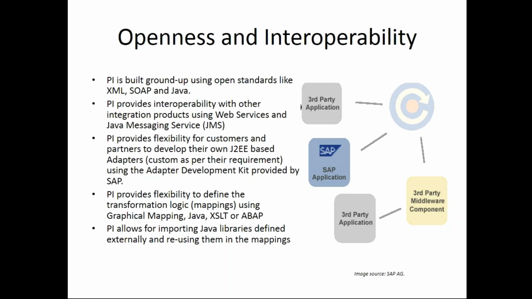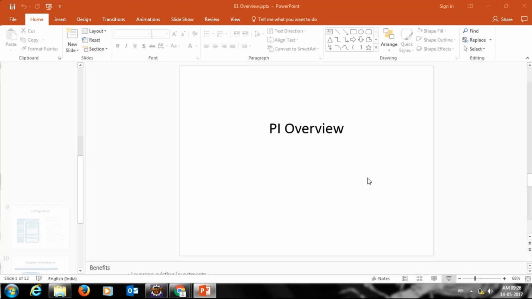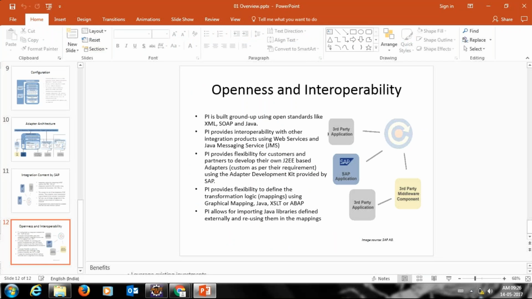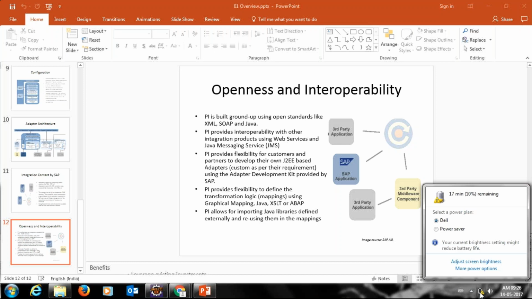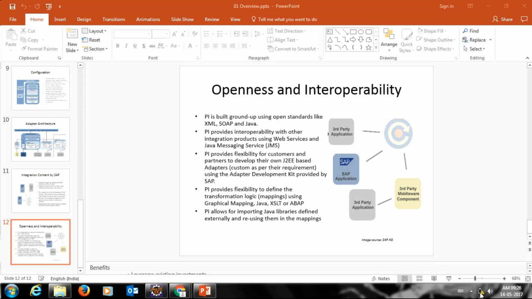Now, SAP PI is built ground up using open standards like XML, SOAP, and Java. Okay. PI provides interoperability with other integration products using web services and Java messaging services. So let's say if there are some other integration products also in the market, then you can use those. You can directly communicate to them also using the open Java services, open services. Okay.